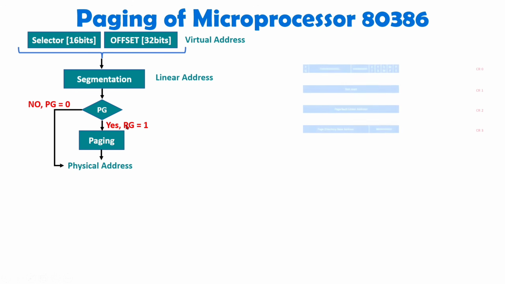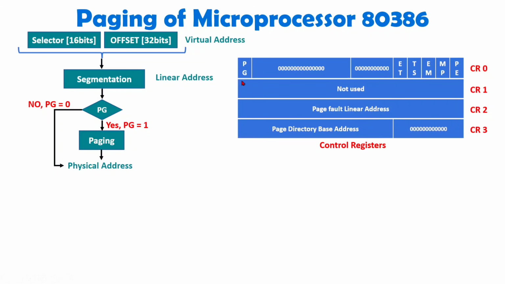So you will observe this PG bit inside control register CR0. For control registers I have already made a separate video, right? Here in the CR0 control register, PG bit is a user defined bit. If the user makes it 1, paging is enabled. So after paging, the linear address will be converted into physical address, right? And if this PG bit is equal to 1, then only these control registers are in use. Otherwise, for CR1, CR2 and CR3, there is no use of these control registers.